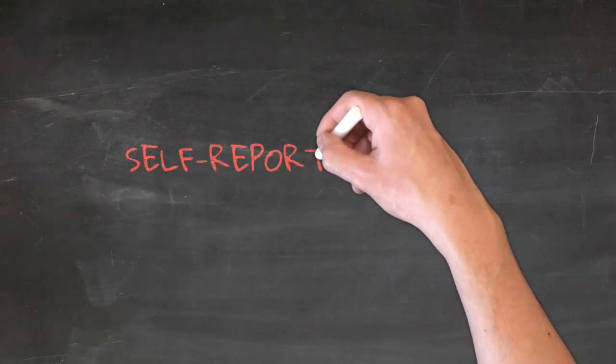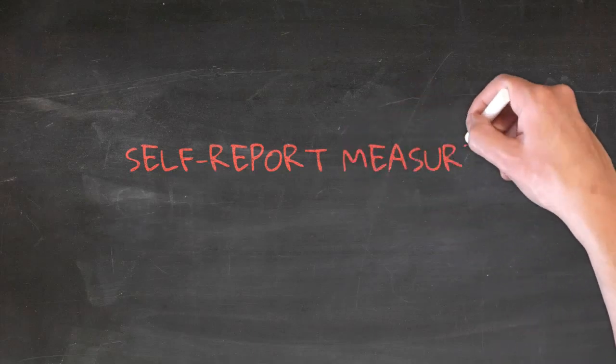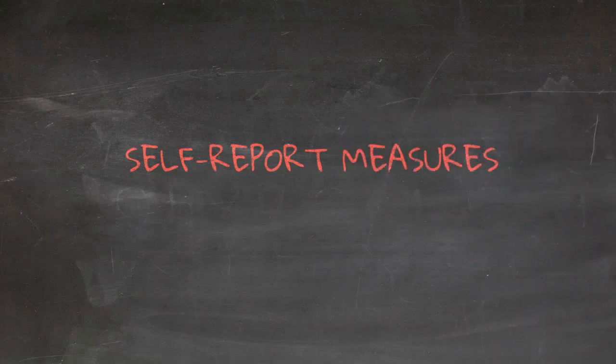The least objective method of assessing cardiovascular fitness are self-report measures. Self-report measures are questionnaires or surveys that individuals complete to report their level of physical activity and perceived exertion during exercise. While self-report measures are less objective than field or laboratory tests, they can provide valuable information on an individual's perceived fitness level and motivation to exercise.